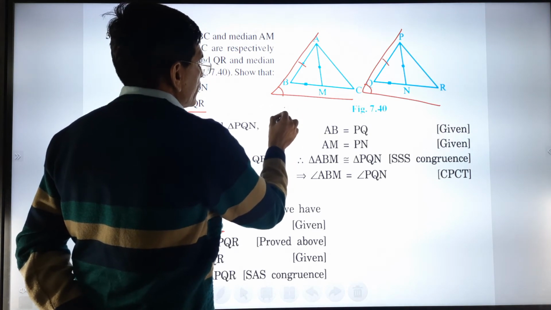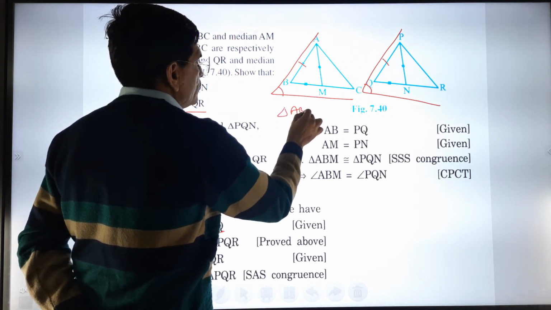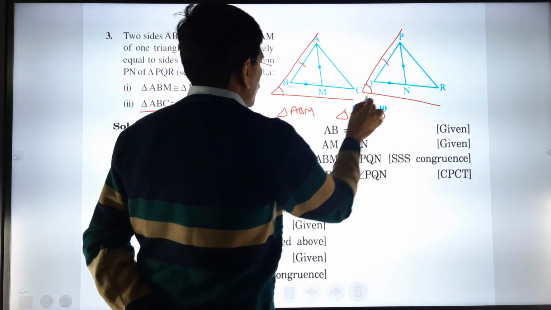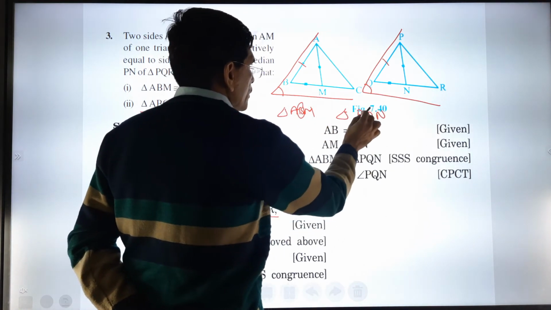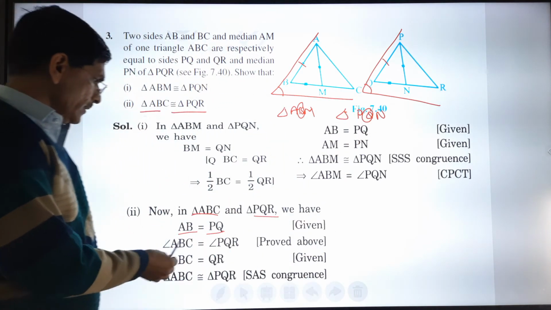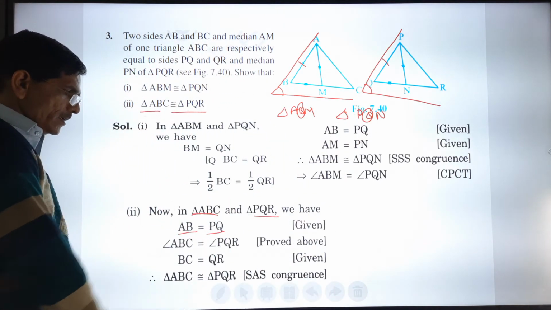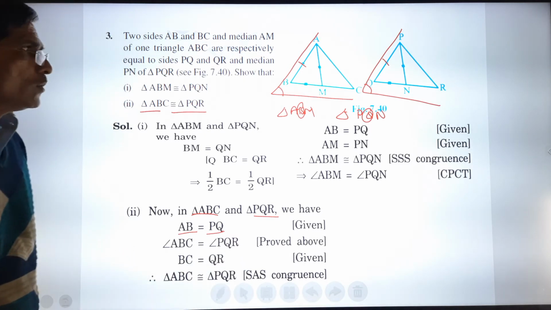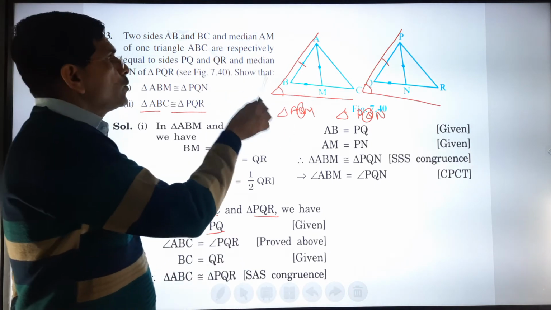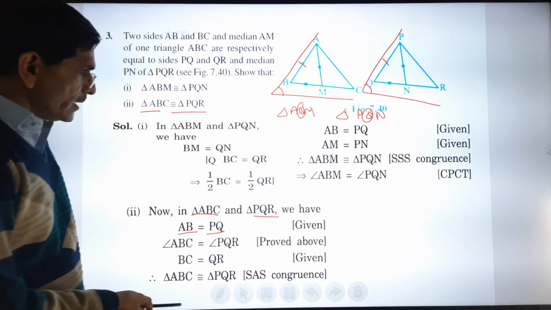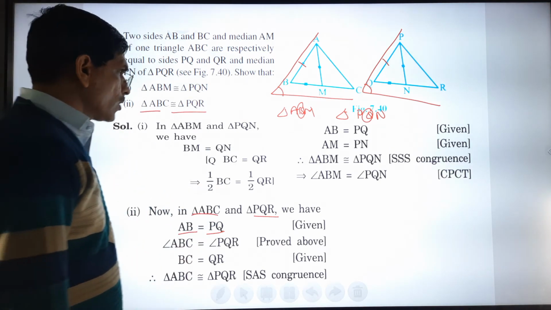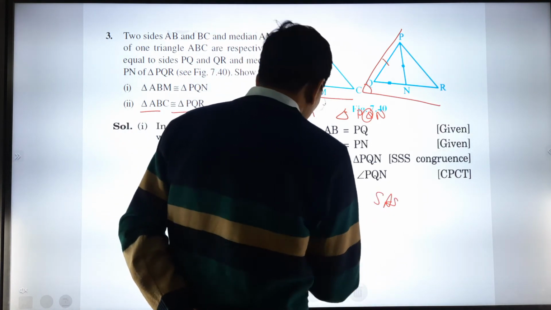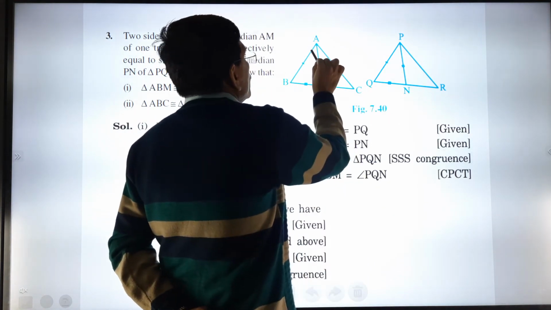These two triangles, ABM and PQN, have angles B and Q. That is why angle ABC is equal to angle PQR, proved above, and BC is equal to QR. It means these two triangles are congruent by the SAS rule.